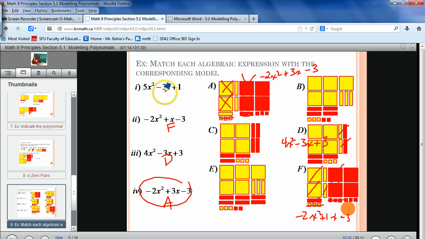And for this one, the 5x squared one, you can see what it is. I'll just let the computer show you. It'll be that one. Trust me. Like I said, that one's there. That one goes there. And that one goes there.